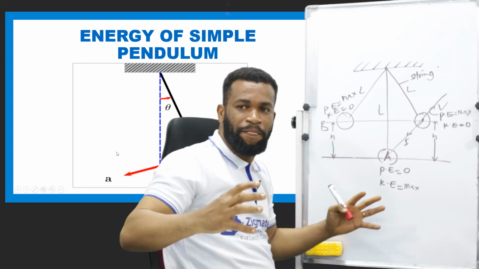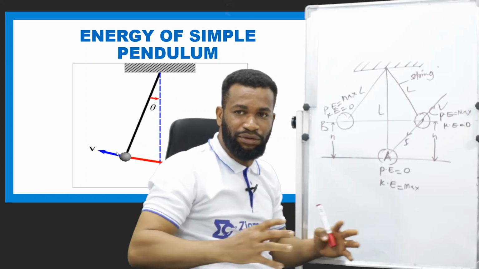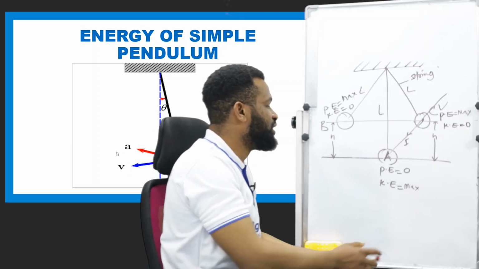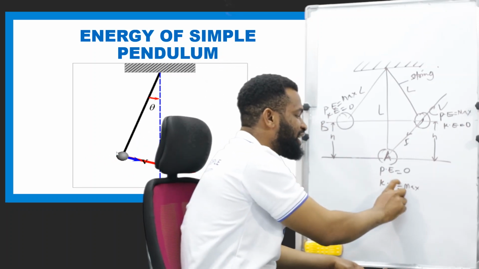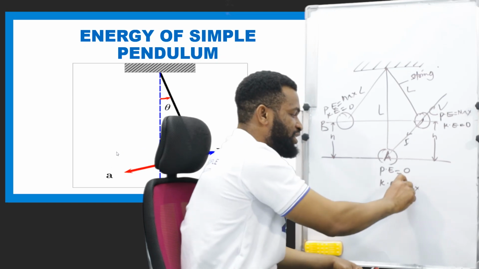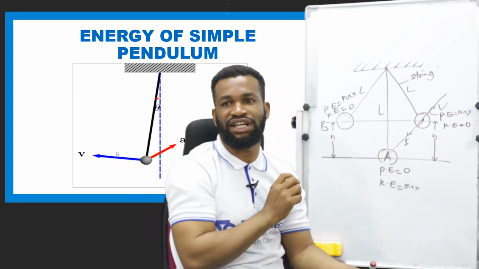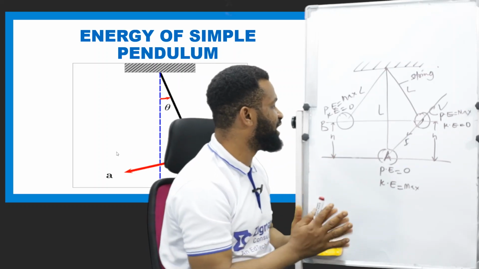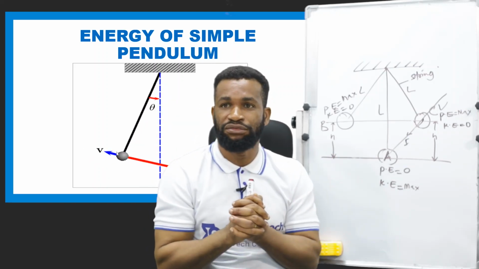And that is why those arrows for the blue, which is velocity, are increasing and reducing, as the case may be. It is because kinetic energy is affected by the velocity of a body, because it has to do with the movement of a body. And this is the energy of a simple pendulum.